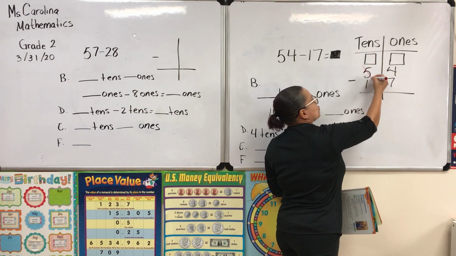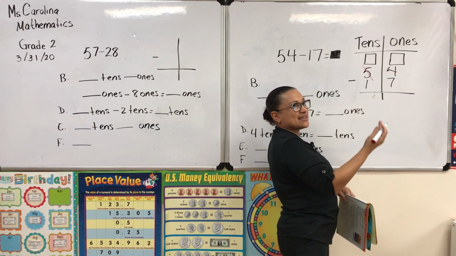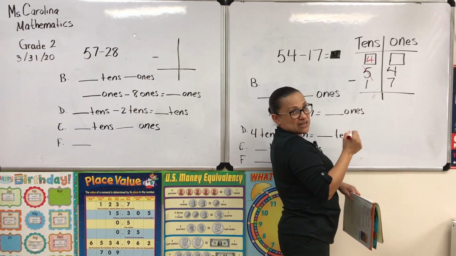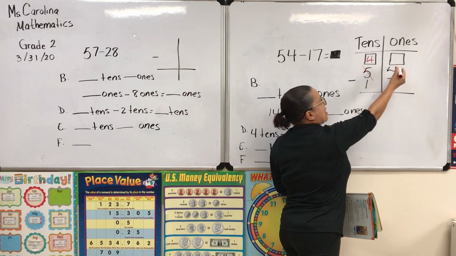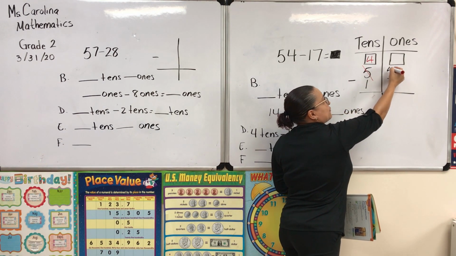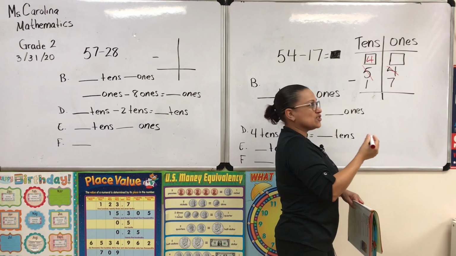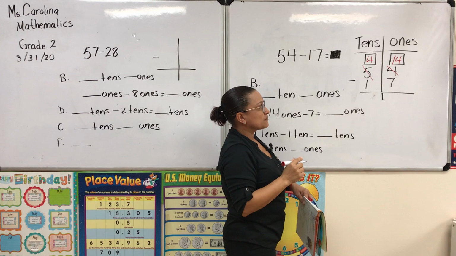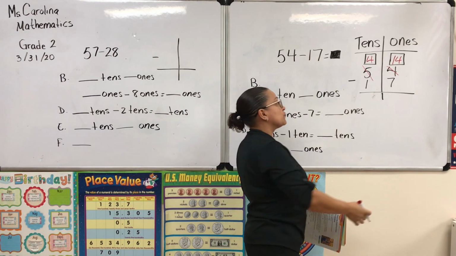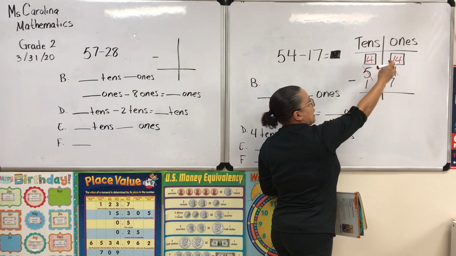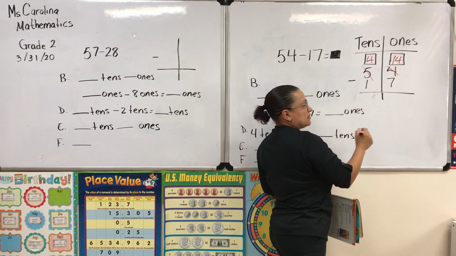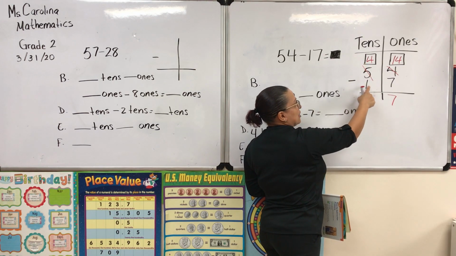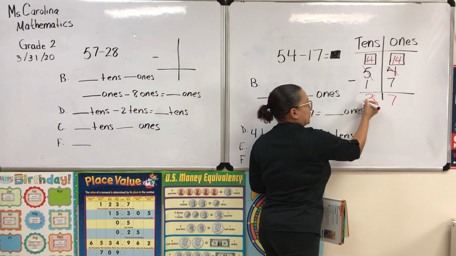And we are going to go to the number 5. And we're going to take 10. And then now it's going to be, instead of 50, it's going to be 40. And then we're going to add it up to your 4. Now it's going to be 10 plus 4, which equals 14. And that's how we regroup. Now you have enough number in order for you to subtract. So you have 14, take away 7 equals 7. And then you have 4, take away 1 equals 3.